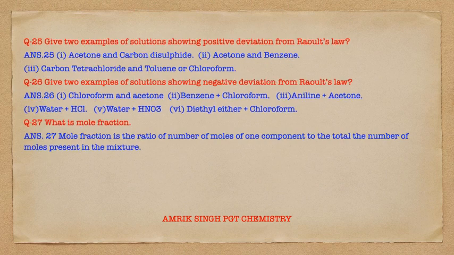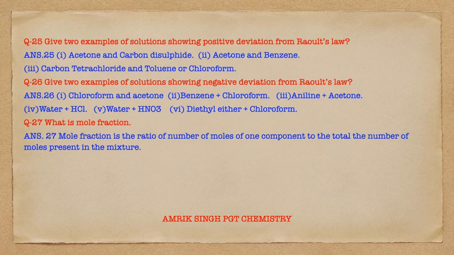Question number 25. Give two examples of solutions showing positive deviation from Raoult's law. Examples are: acetone and carbon disulfide, acetone and benzene, carbon tetrachloride and toluene or chloroform. These will show the positive deviation.